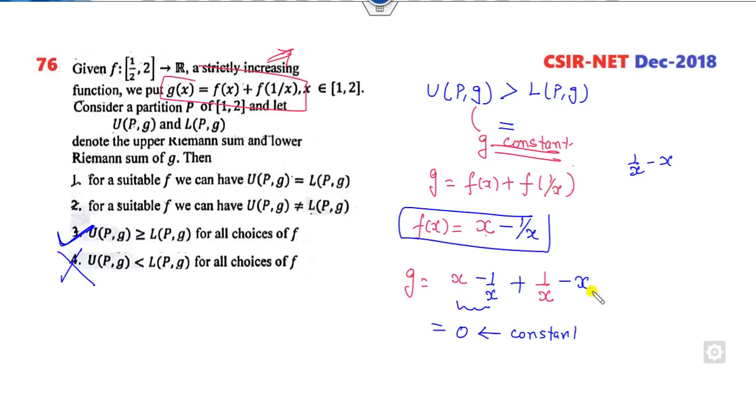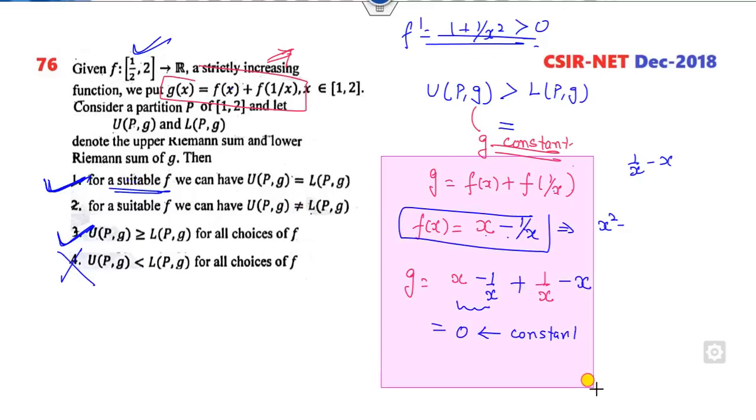So once it is constant, this equality will hold, because he said for a suitable f, and you can see this function is an increasing function. You can check it first: check the derivative of x plus 1/x. This is 1 plus 1/x², and clearly it is greater than 0 on this domain. So this is an increasing function, so such an f exists for that. It is not equal to.